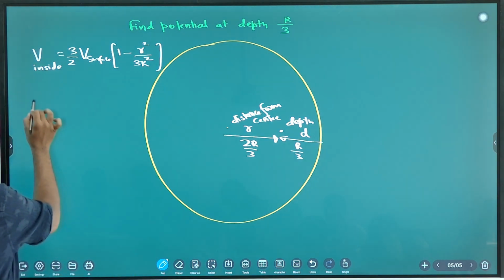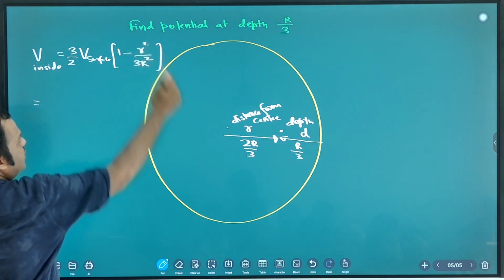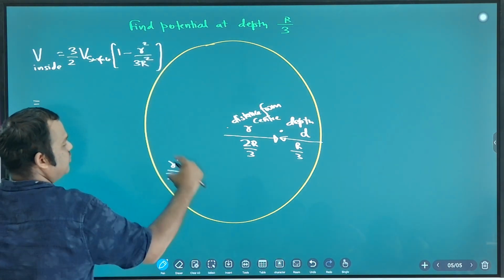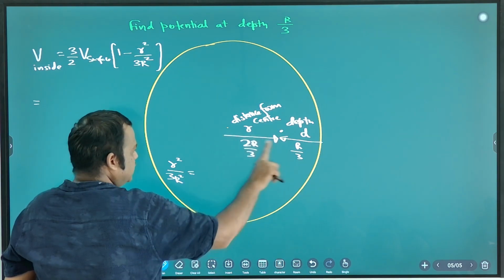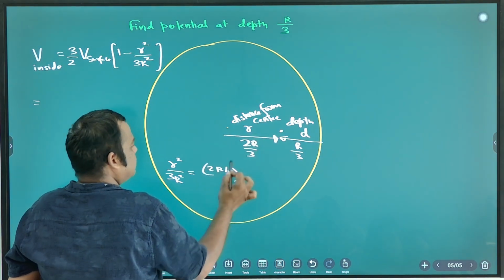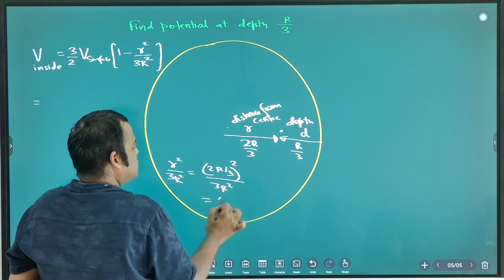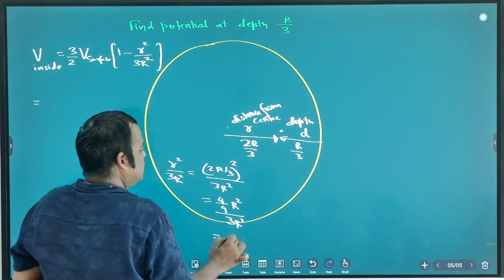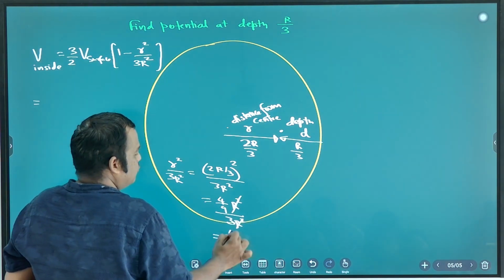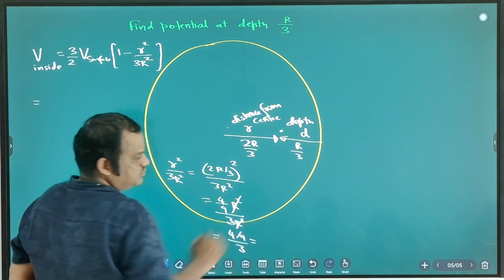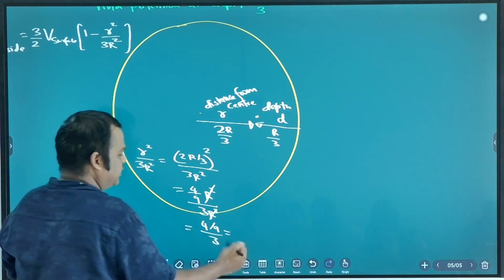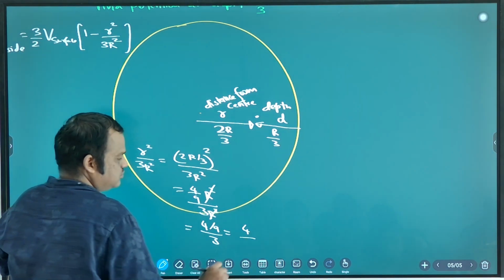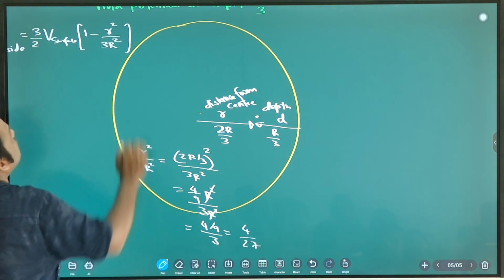So you can calculate this separately. Small r square by 3 capital R square, how much is this? You can calculate it here. Small r is 2R by 3. So (2R by 3) square by 3R square. So 4 by 9 R square by 3 R square. The R square cancels. So 4 by 9 whole divided by 3. How much? Tell me. 4 by 27. So this is 4 by 27.